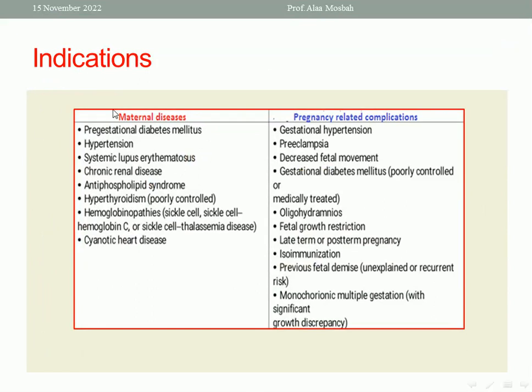So it could include maternal diseases like diabetes with pregnancy, hypertension, systemic lupus, chronic renal disease, antiphospholipid syndrome, thyroid dysfunction, sickle cell anemia, and thalassemia, cyanotic heart disease, or pregnancy-related complications like preeclampsia, decreased fetal movement, gestational diabetes, oligohydramnios, fetal growth restriction, isoimmunization, previous history of fetal demise, monochorionic multiple gestation.